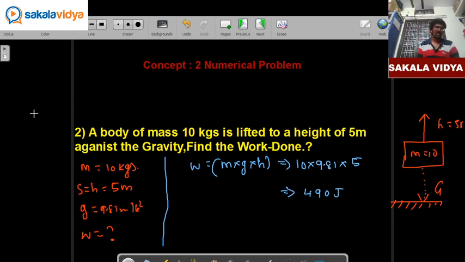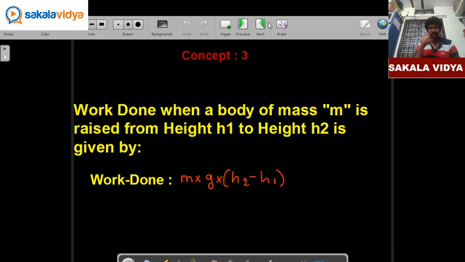So what is the formula to calculate the work done against the gravity? Work done is equal to mgh. So concept number 3. The work done when a body of mass m is raised from a height h1 to the height h2. So the work done is given by mg into h2 minus h1.